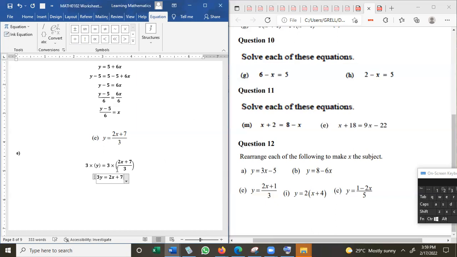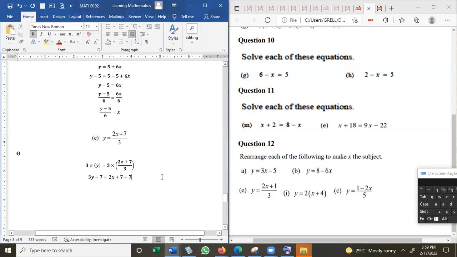Our x is already positive, so all we need to do is cancel out the 7. What you do on the left, you do on the right. So what we're going to have, the 7 cancels out, and we have 3y minus 7 is equal to 2x. And now all we need to do is divide by 2. If we divide by 2 on the left, then we have to divide by 2 on the right.